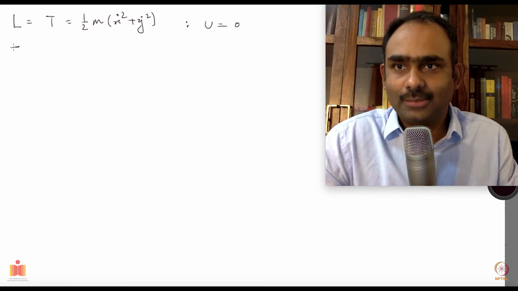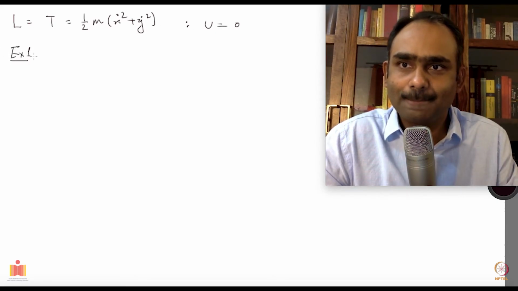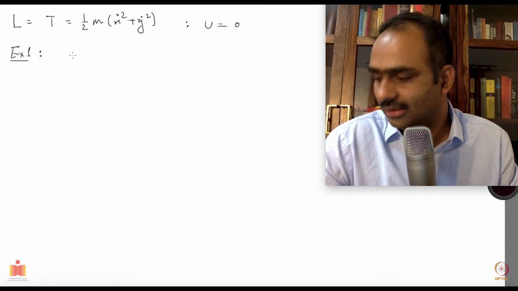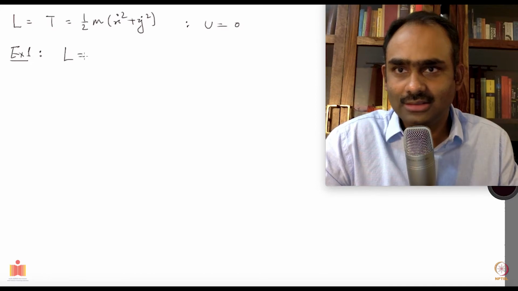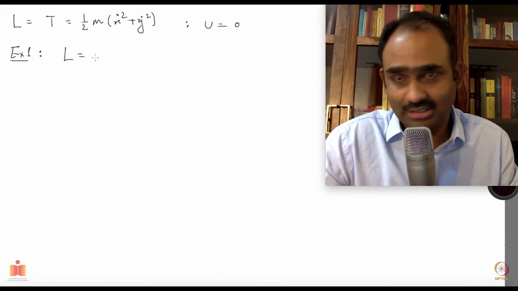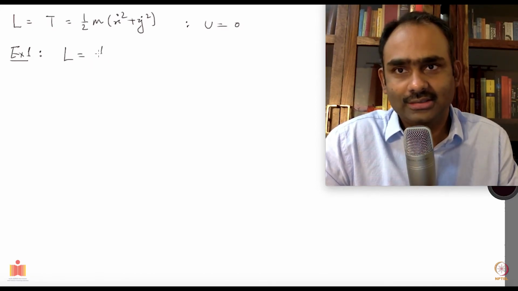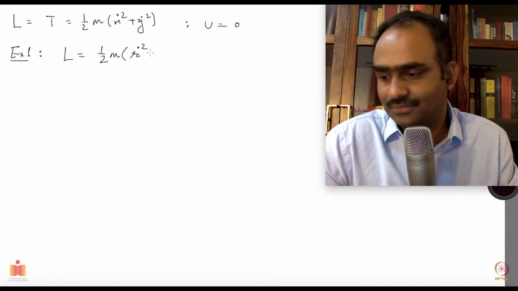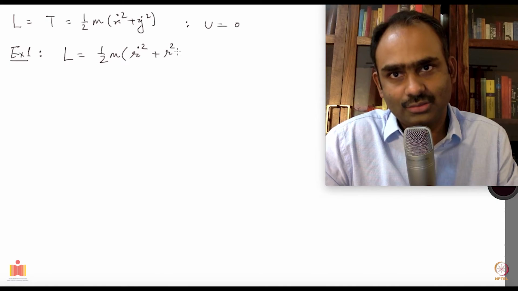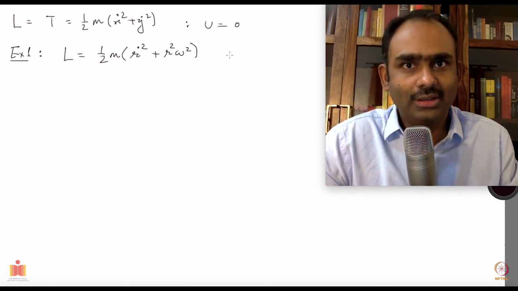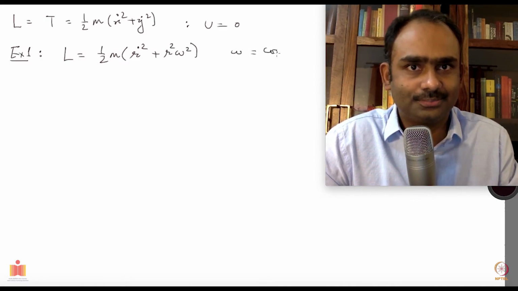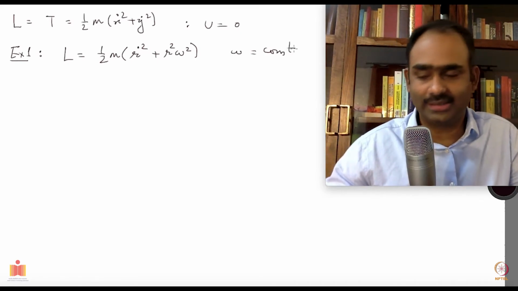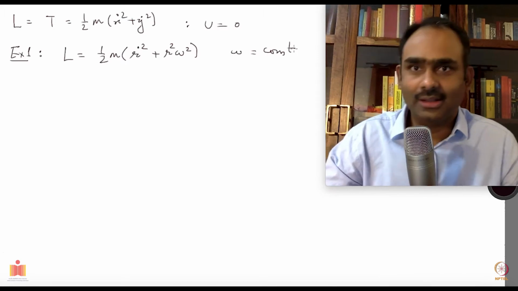So exercise number 1, please do it. Show that your Lagrangian in the generalized coordinate, which is r now, is half m r dot square plus r square omega square. Okay, where omega is a constant. We said that the wire is moving uniformly, so omega is constant, does not depend on time.